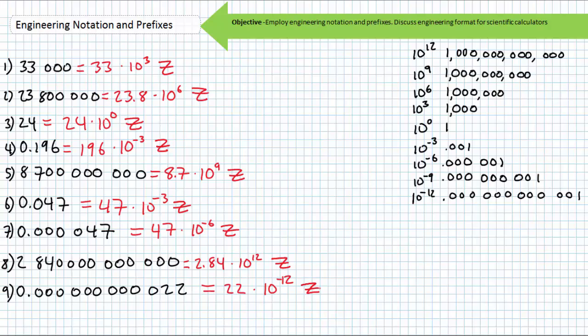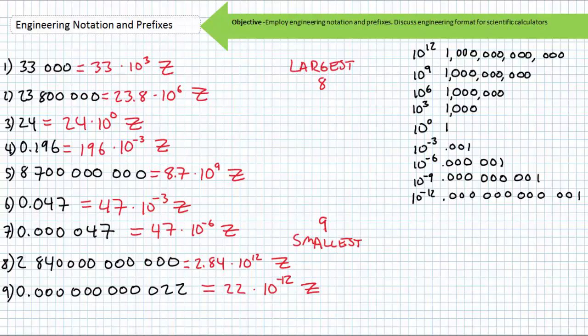Compare entry 6 versus entry 7. The coefficient in both cases is 47. However, 10 to the negative third is 1,000th, meaning it is 1,000 times larger than 10 to the negative sixth, or a millionth. Entry 6 is much larger than entry 7. If measurements have the same power of 10, as in the case of entry 4 and entry 6, one can then look to the coefficient to determine relative magnitude. 196 thousandths of a zoink is larger than 47 thousandths of a zoink. Entry 4 is greater than entry 6, but they're both on the same playing field.